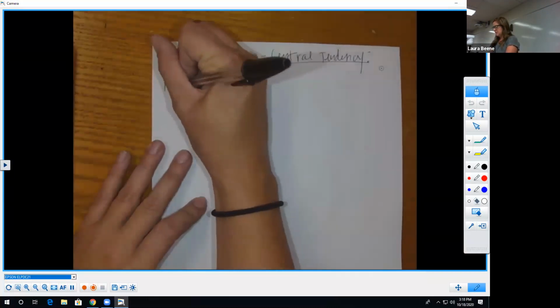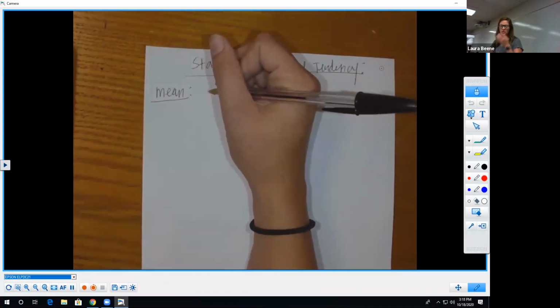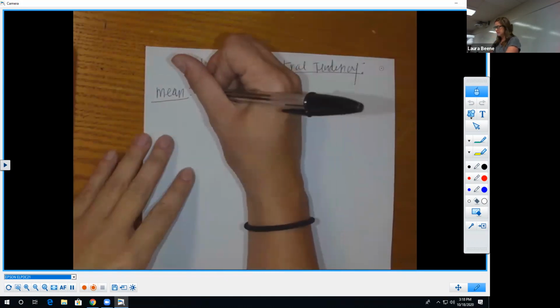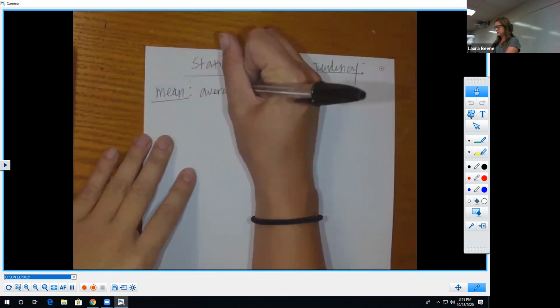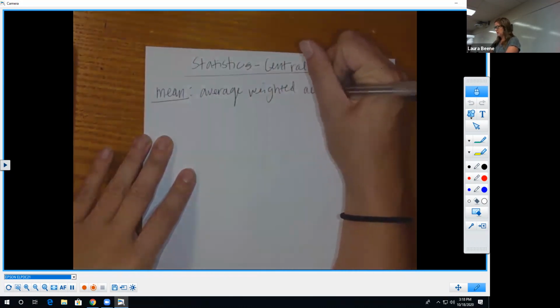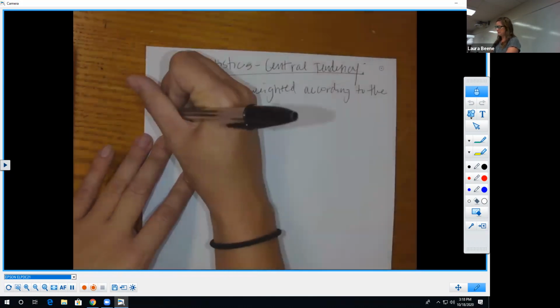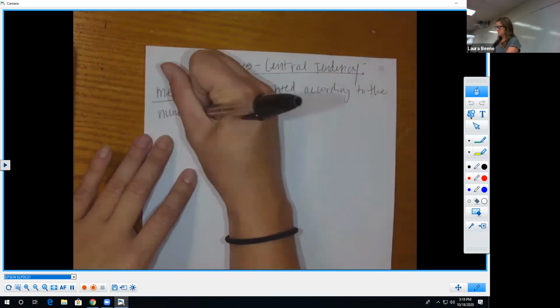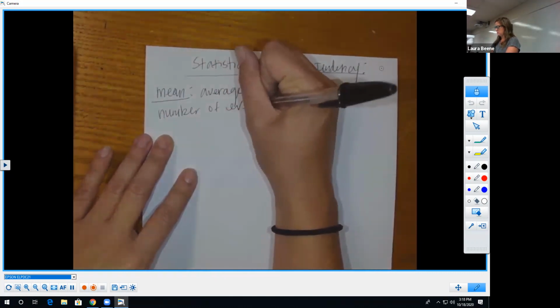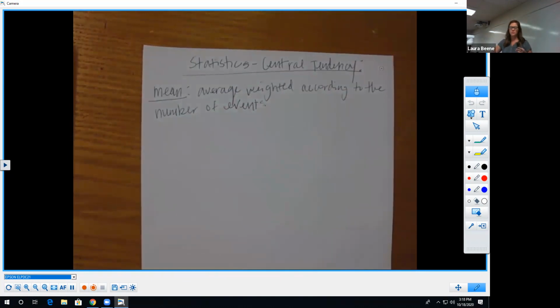Specifically, let's start off with the mean. Mean is just the average of your set of data. Specifically, it's the average weighted according to the number of events. If you just have three numbers, you add up the three numbers and divide by 3. If you have 10 numbers, you add up the 10 numbers and divide by 10.